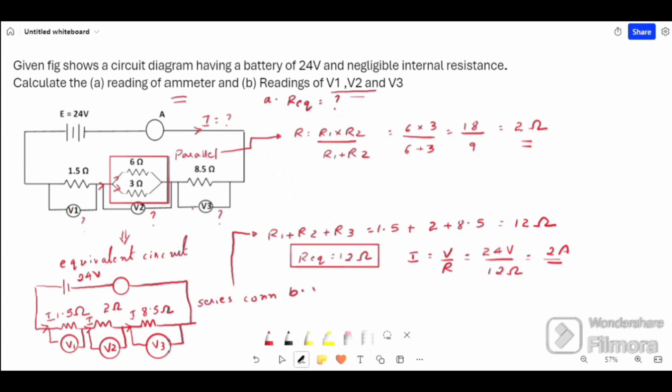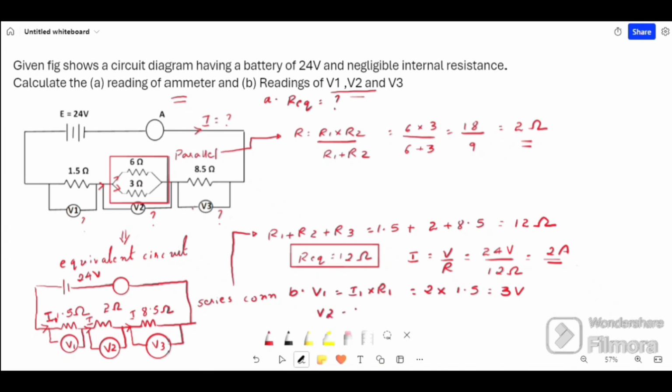Now moving on to the second question, that is B. We should find V1, V2, V3. V1 is I1 into R1. I1 is the current through the 1.5 ohm resistor, that is nothing but I. I we have found to be 2 amps, into R1 which is 1.5, which is equal to 3 volt.